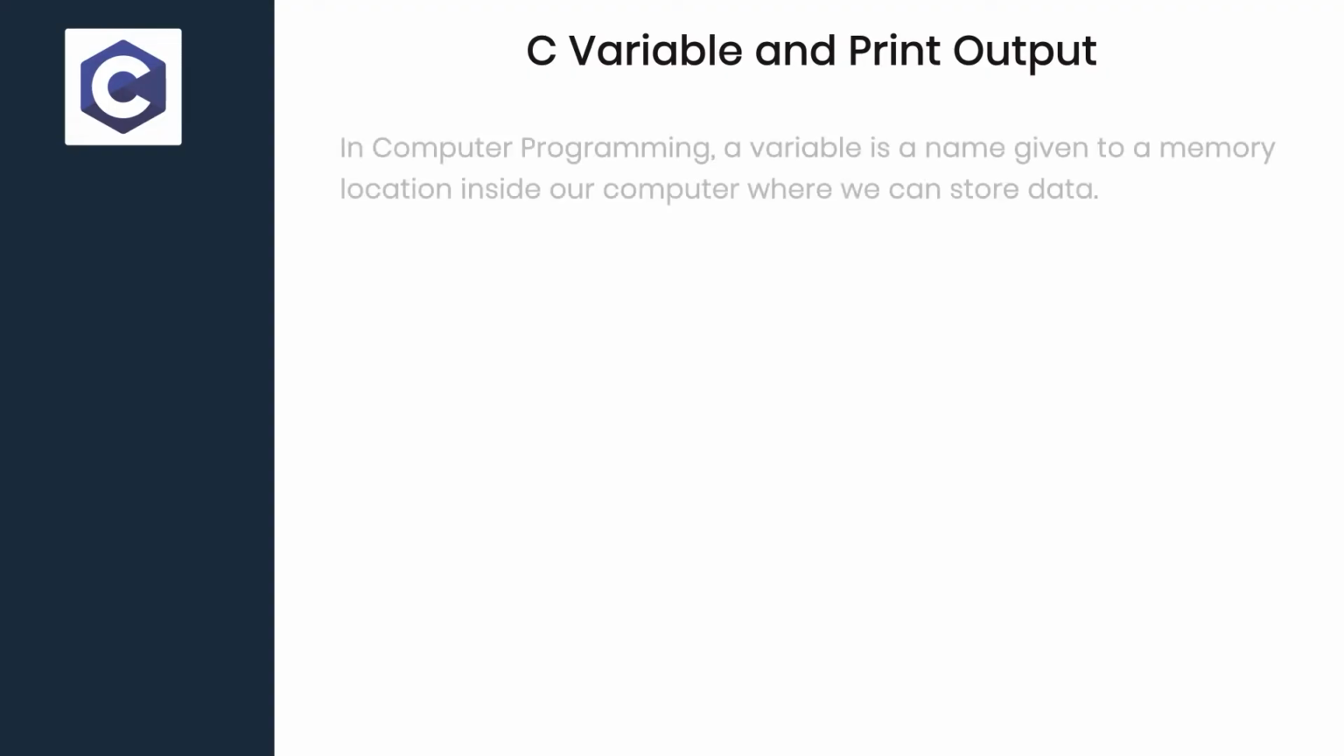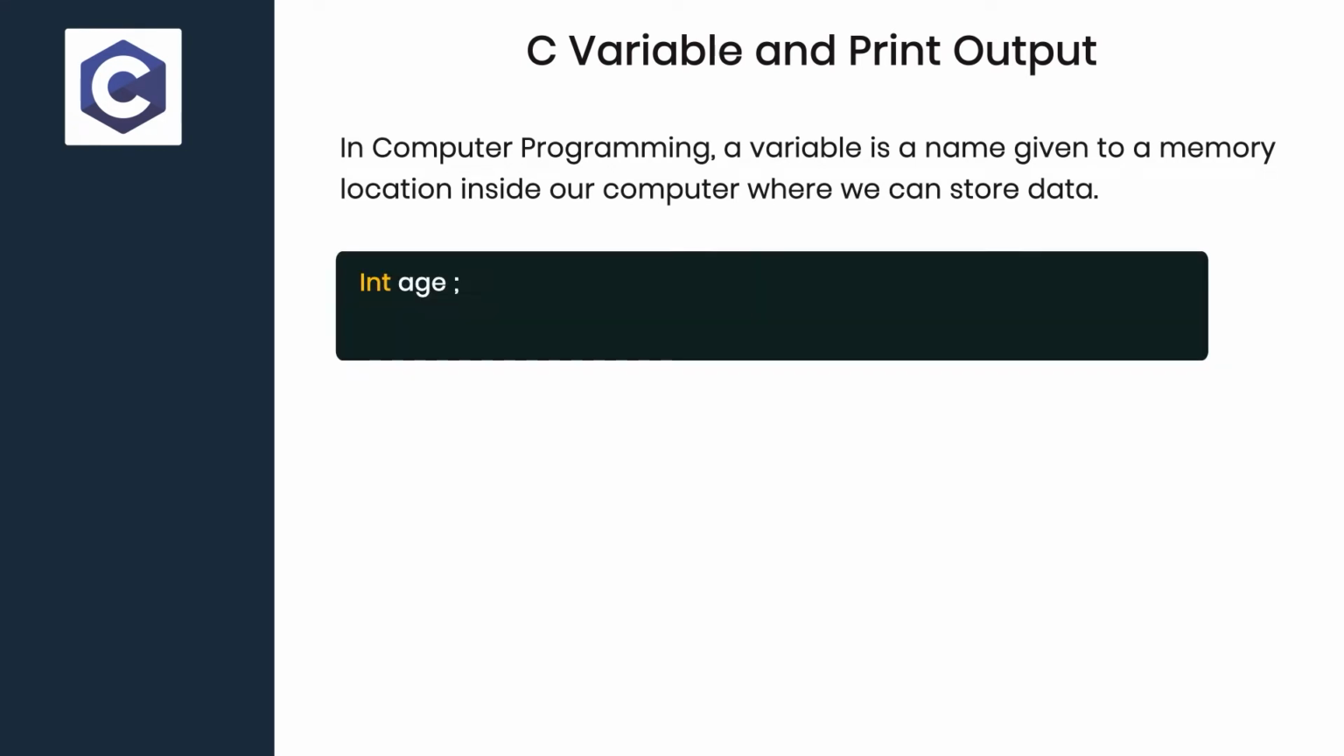In computer programming, a variable is a name given to a memory location inside our computer where we can store data. Let me give you an example. I will go to my compiler. Here you can see int age. Here the name of the variable is age, and to create this variable we use this keyword int. This int keyword is a data type which indicates that the age variable can only store integer values.